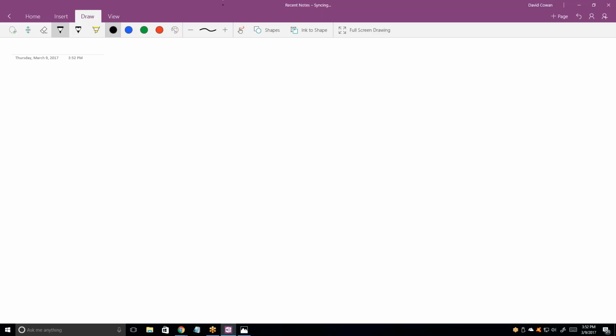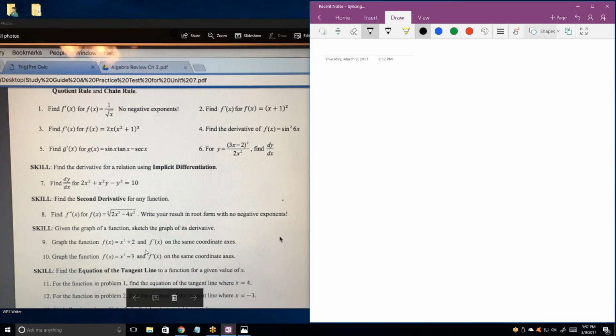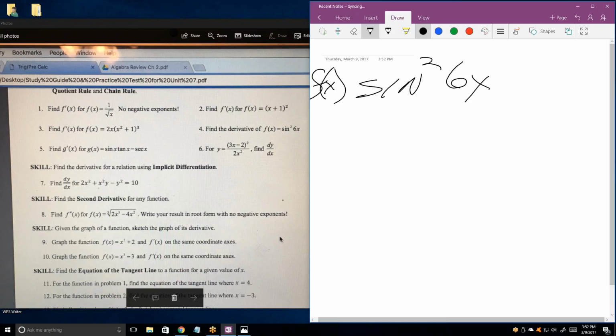All right, let me have a look at number 4. So in number 4, we have sine squared of 6x equals f of x. Do the derivative of the outside first. So the outside would be 6x. No. This one, we're going to have a double application of the chain rule, actually.